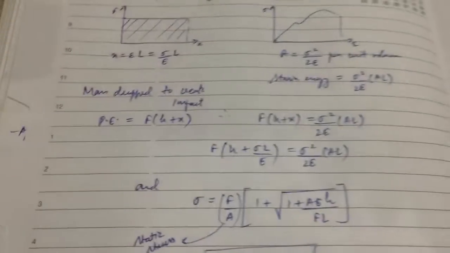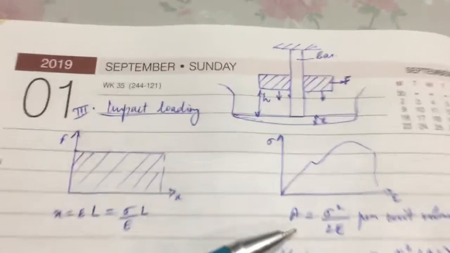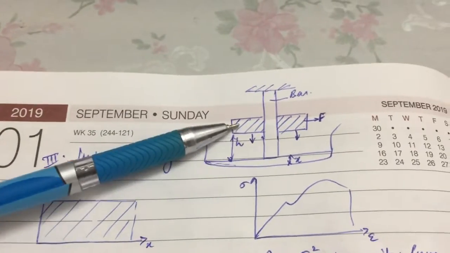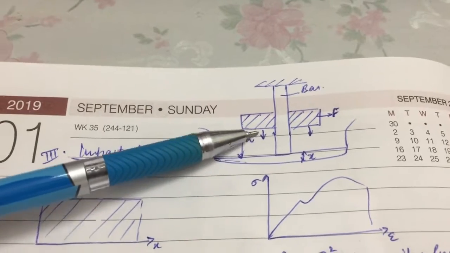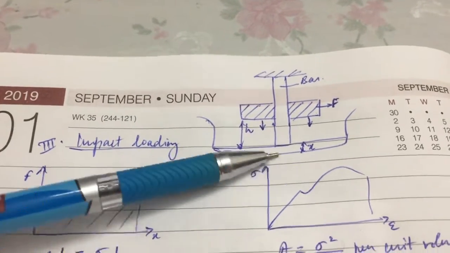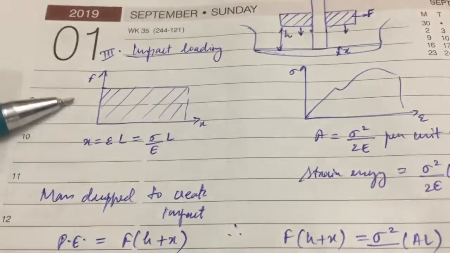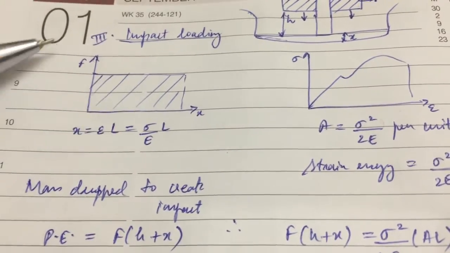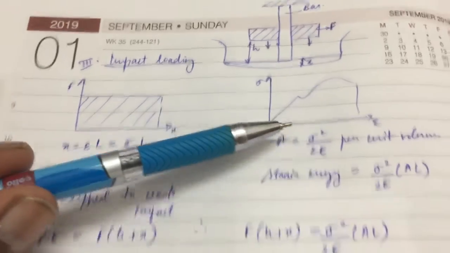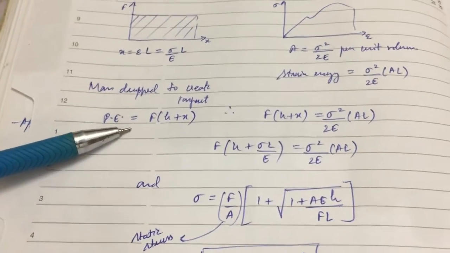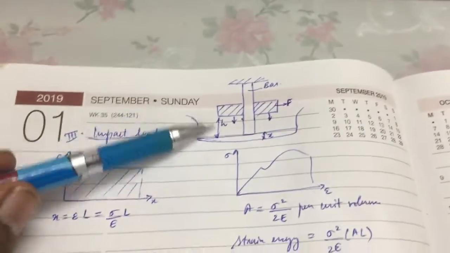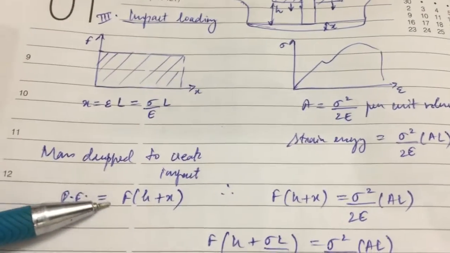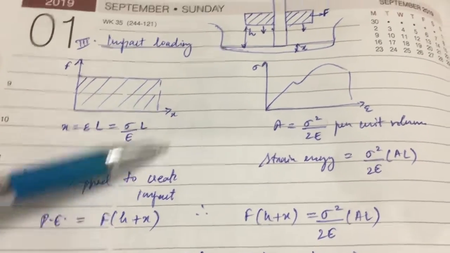So next we go to the third kind of loading, which is called impact loading. Impact loading is when an object is released and this creates some kind of deformation in this plate itself. So in such cases the load-deflection curve is similar to the sudden loading, and the stress-strain curve is the same. But the thing is that in this case the potential energy, when we drop this object from here to here, is F times (H plus X).